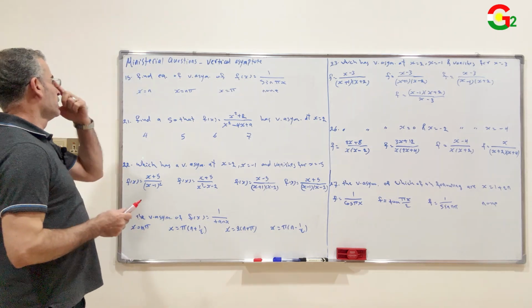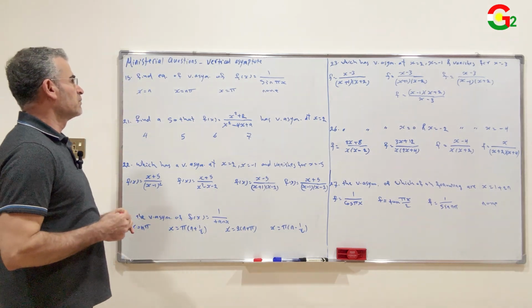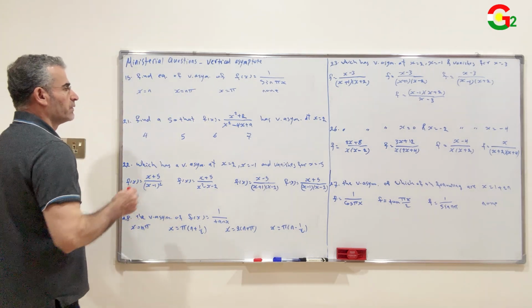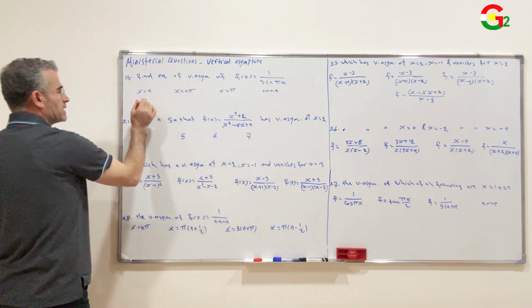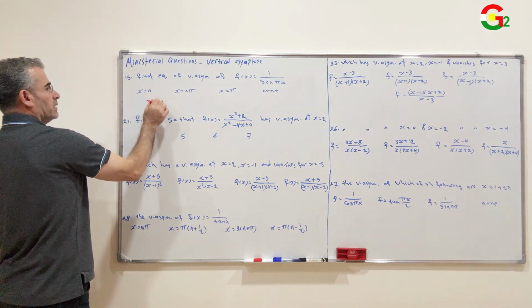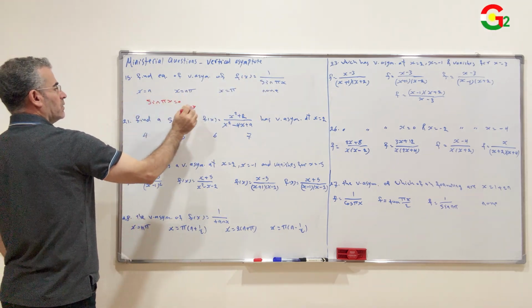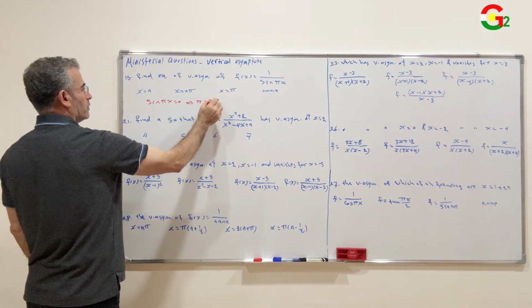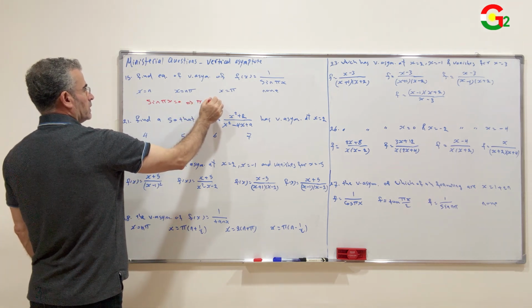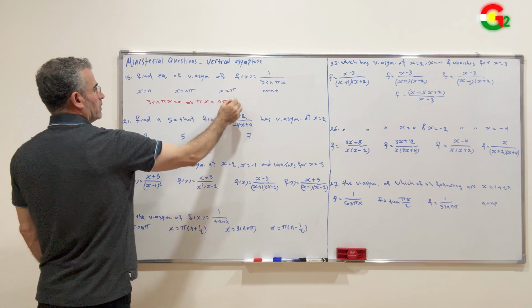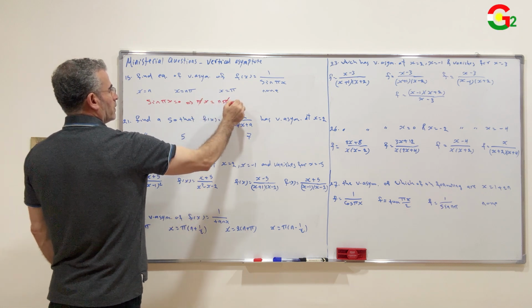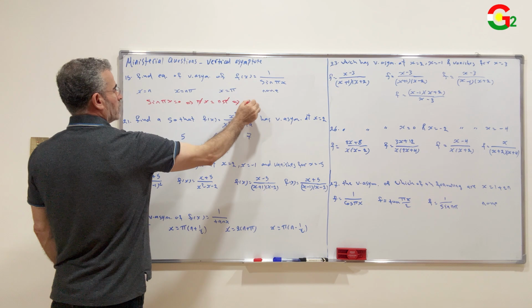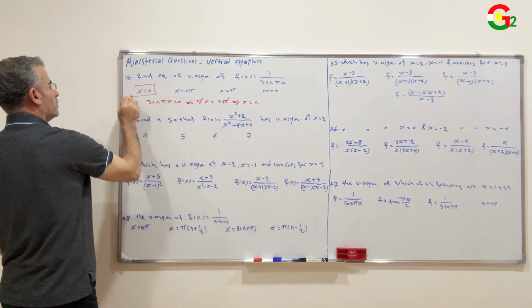Question number 15, find the equation of the vertical asymptote of this function. f of x equal 1 over sine pi x. Sine pi x equals 0, then pi x should be equal to n pi. Pi with pi, then x equal n is the right choice.